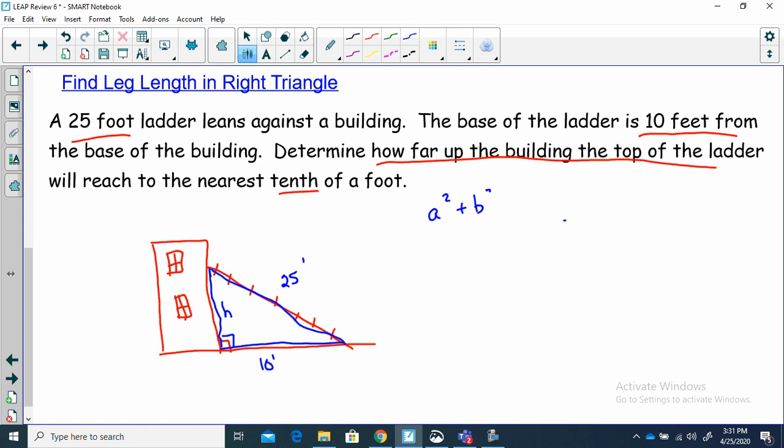A squared plus b squared is equal to c squared. So we can find a missing side length in the right triangle. We know c is always across from the right angle, so this side is c. It's the longest side, across from the right angle. It doesn't matter which one is a and b.